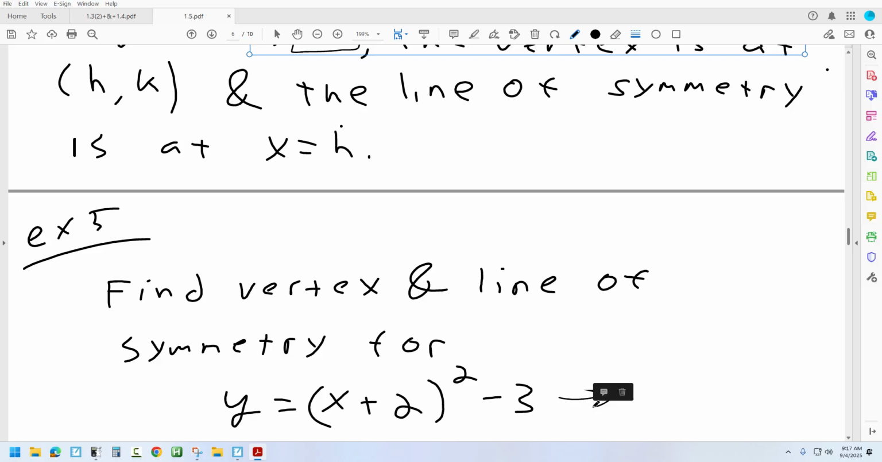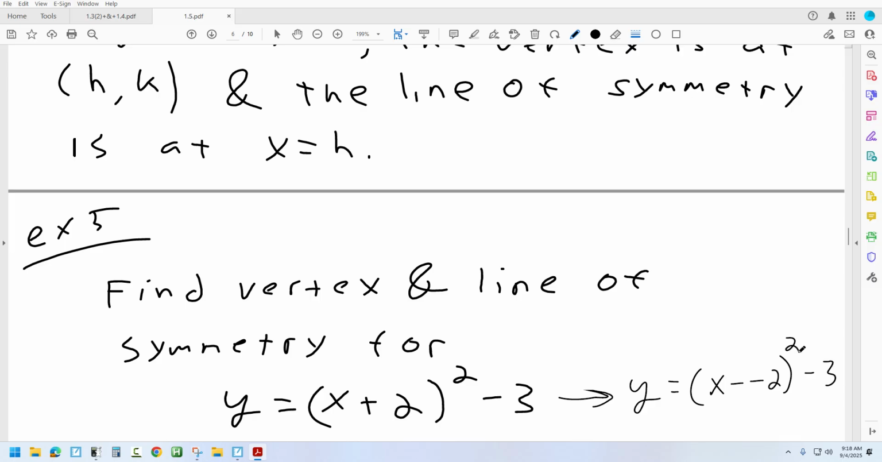First thing I'm going to do is quickly rewrite that the way I suggested to think of it. How are we going to rewrite that so we can think of the h, especially the h, a little bit easier? Yeah. We would rewrite what was in parentheses as x minus -2. Yep, we're going to think of it as x minus -2 squared minus 3. Okay.